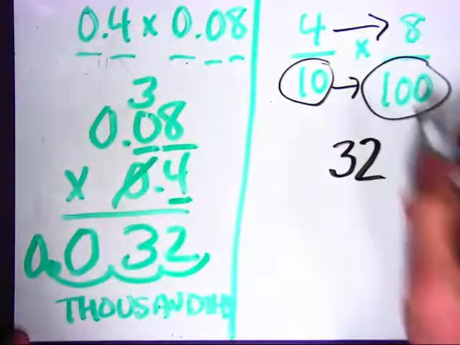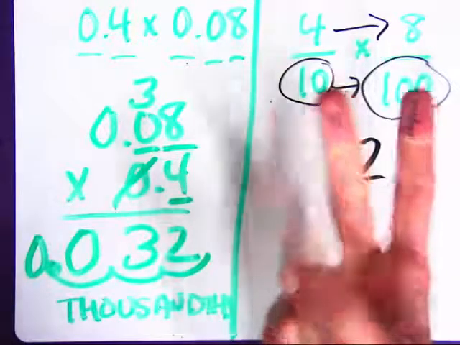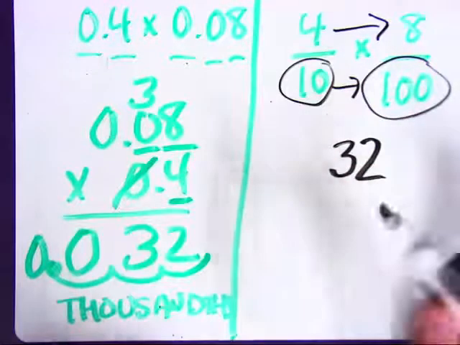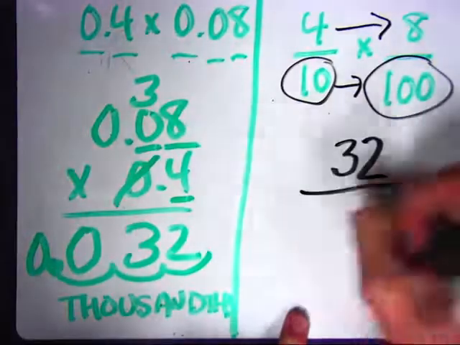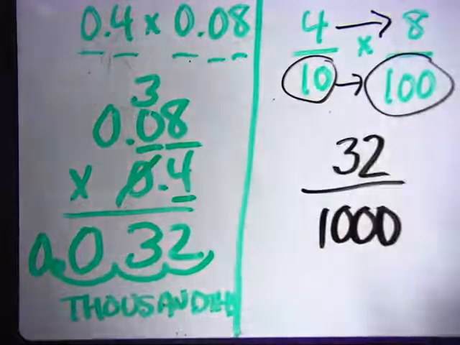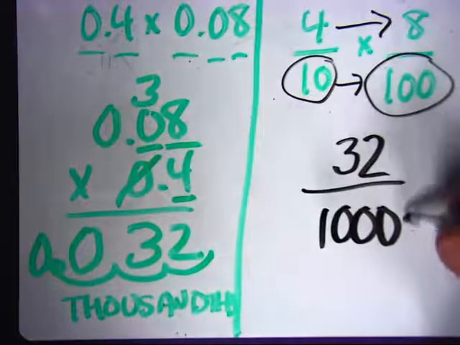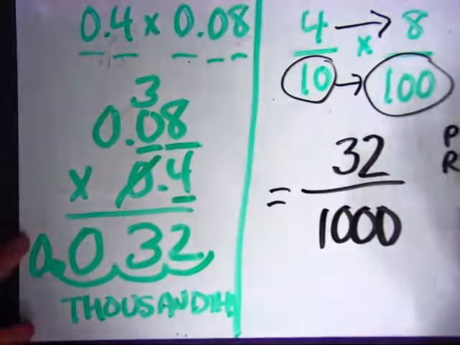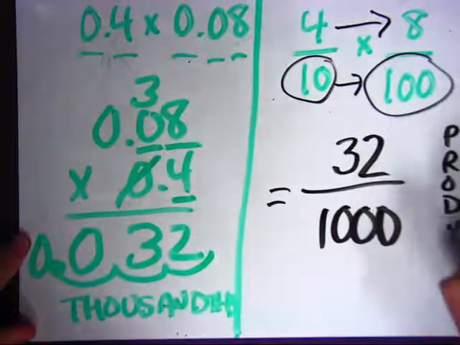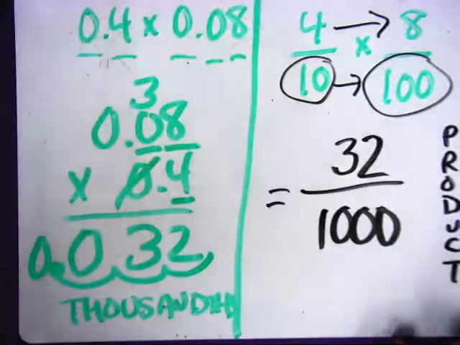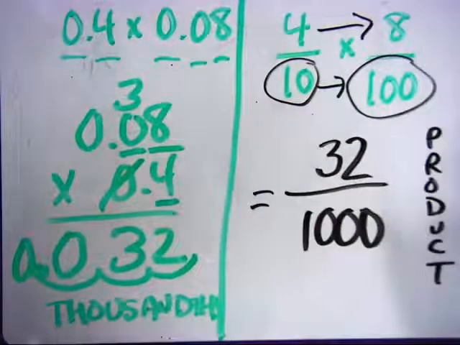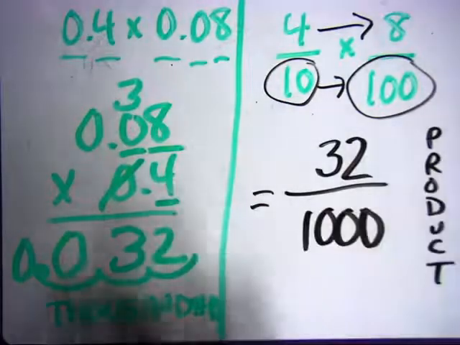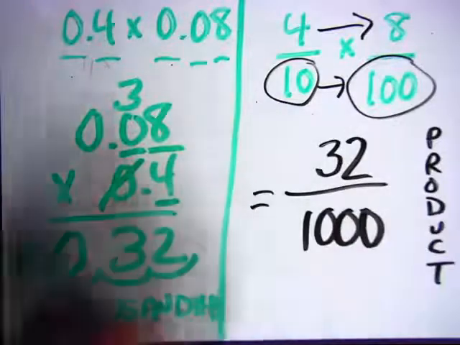So 10 times 100, so I can do 100, 200, 300, 400, 500, 600, 700, 800, 900, 1000. Some people just call that 1,000. And so I would see that my final answer is 32 thousandths. And by final answer, of course, I mean P-R-O-D-U-C-T. That spells product. Product is the answer to a multiplication problem. So 32 out of 1,000 is actually the same thing as 32 thousandths.